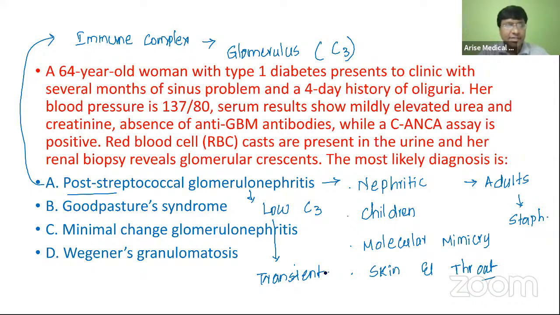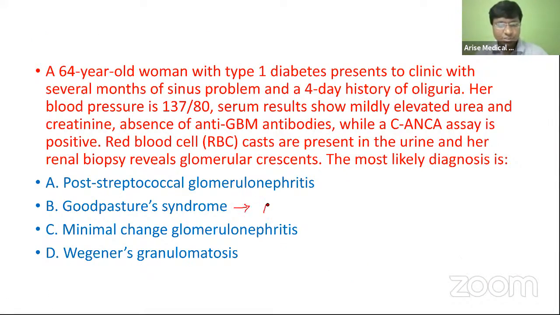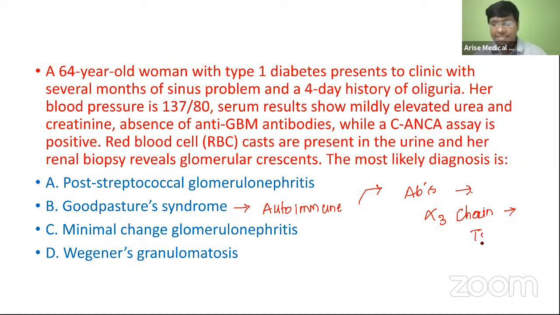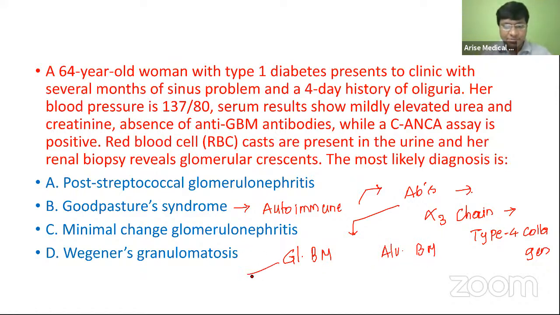So these are some of the points related to post-streptococcal glomerulonephritis. Now let me tell you a few points related to Goodpasture syndrome. Goodpasture syndrome is also an autoimmune disease. Antibodies are formed against the alpha-3 chain of type 4 collagen, against the glomerular basement membrane and also against the alveolar basement membrane. Because antibodies are formed against the glomerular basement membrane, they present with hematuria. And because antibodies are also formed against the alveolar basement membrane, they present with hemoptysis.